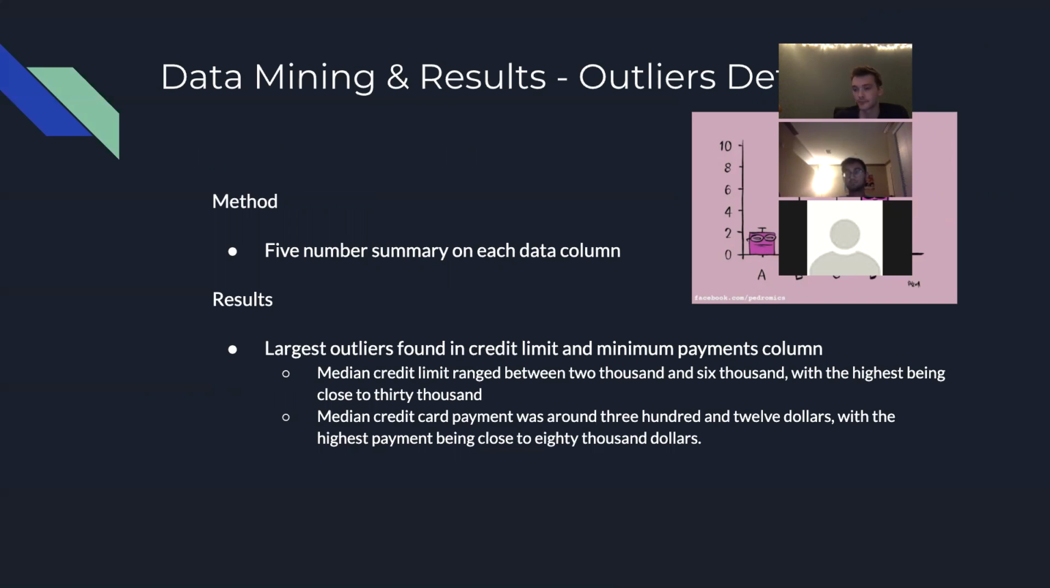The majority of the credit card holders held a credit limit ranging between 2,000 to 6,000, with the maximum credit limit being close to 30,000. What's interesting to note is the average minimum credit card payment was around $3,012, with the highest being close to $80,000. And analyzing these two data sets together, we inferred that the account owners of these extreme outliers were either businesses, individuals involved in some form of business, or fell into unforeseen circumstances such as medical debt.